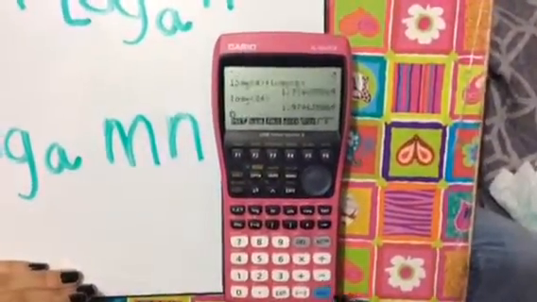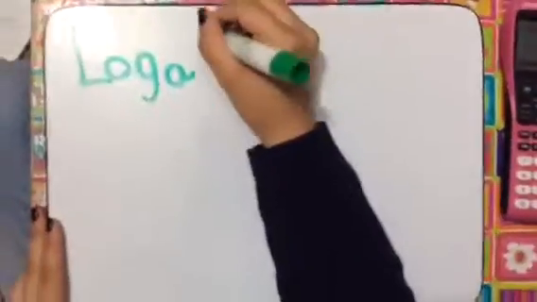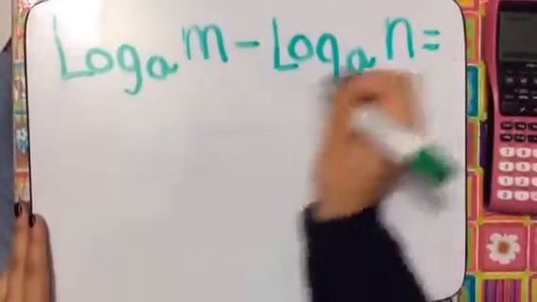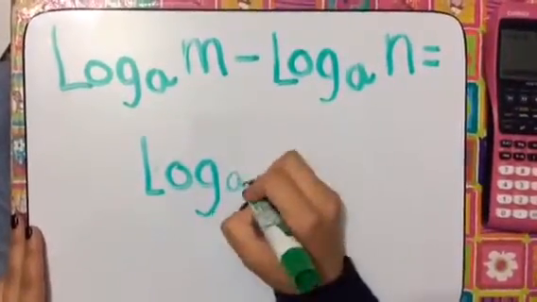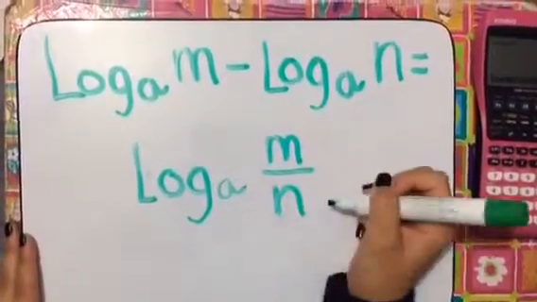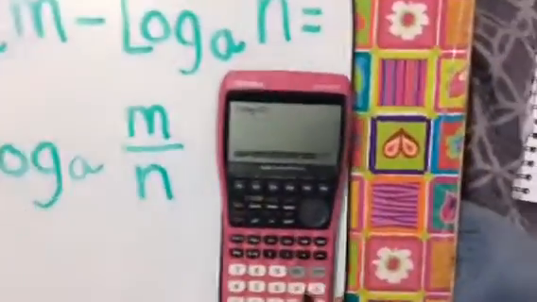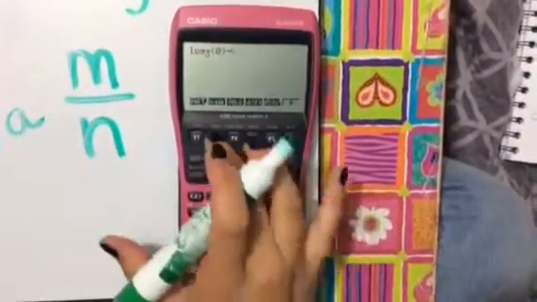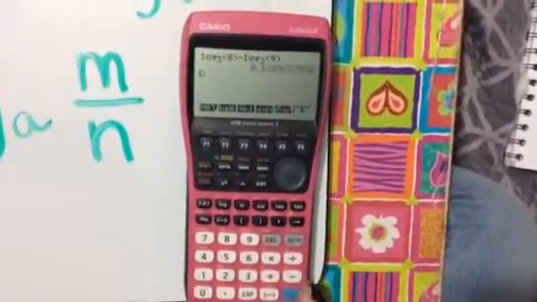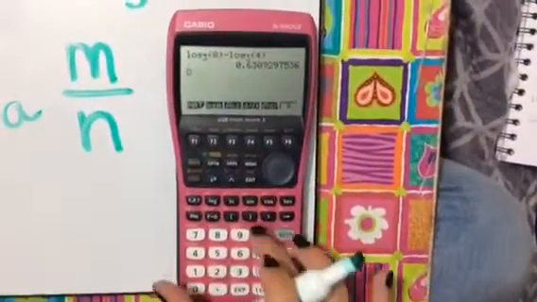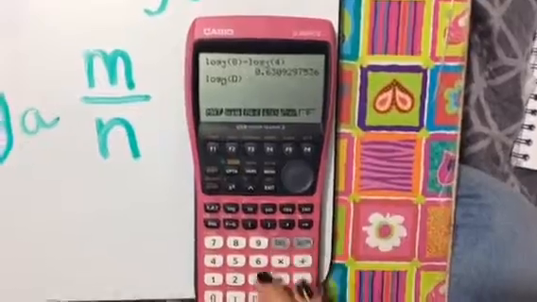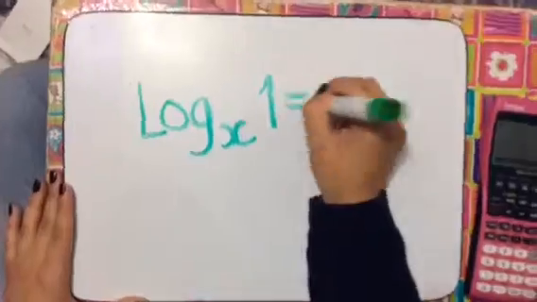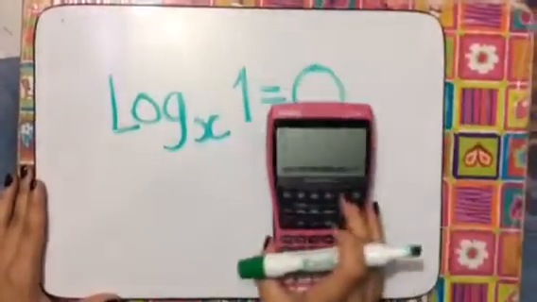Log with base A argument M minus log with base A argument N gives us the same as log base A argument M divided by N. As an example, we have log base 3 argument 8 minus log base 3 argument 4 gives us the same answer as log base 3 argument 2. With any base, argument 1 always gives 0.